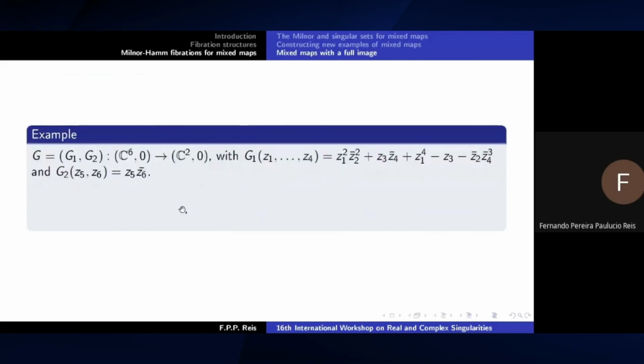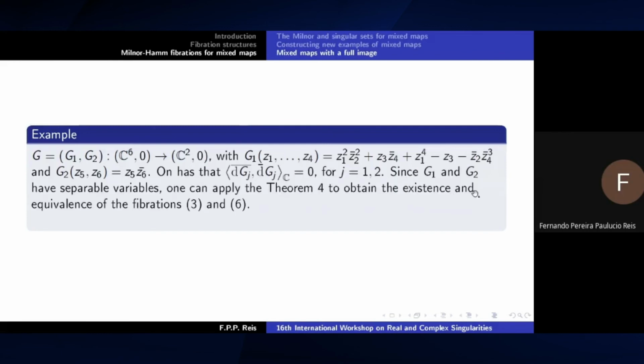For another example, let G equal (G1, G2) from C^6 to C^2, with G1 given by this function, and the second component function given by this expression. One has that this condition is satisfied. And since G1 and G2 have separable variables, one can apply Theorem 4 to obtain the existence and equivalence of the fibrations 3 and 6. In addition, the topological type of the Milnor-Hamm fiber is unique.